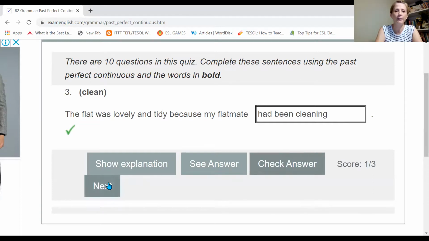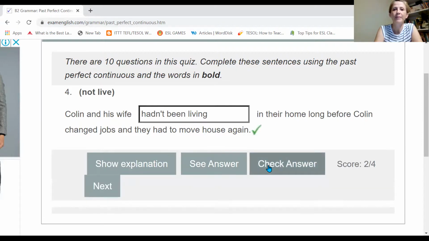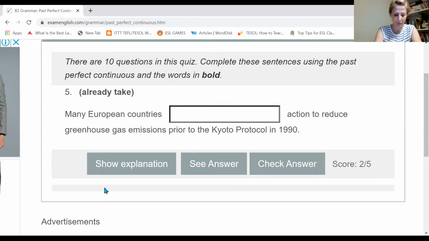So let's do the next one. Colin and his wife not live in their home long before Colin changed jobs and they had to move house again. Colin and his wife, what do we say? It's a negative. Hadn't been living. This is what I hear here right now. Okay, good. Check answer. Yes, was right. So let's do the next one.